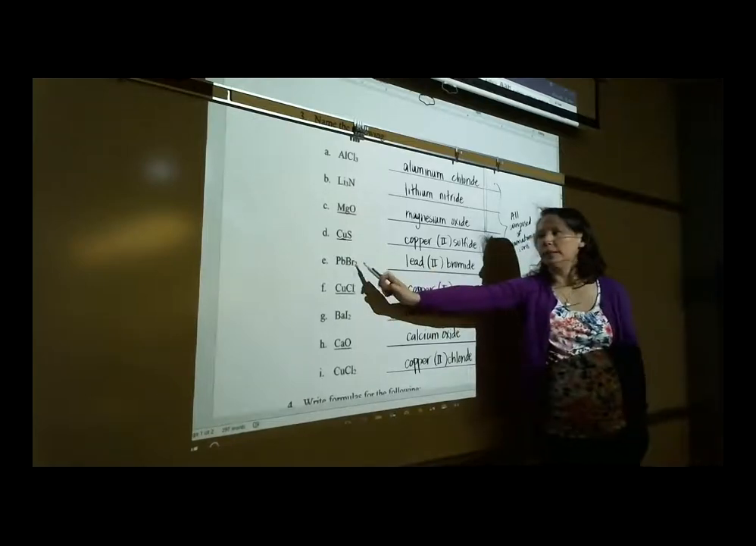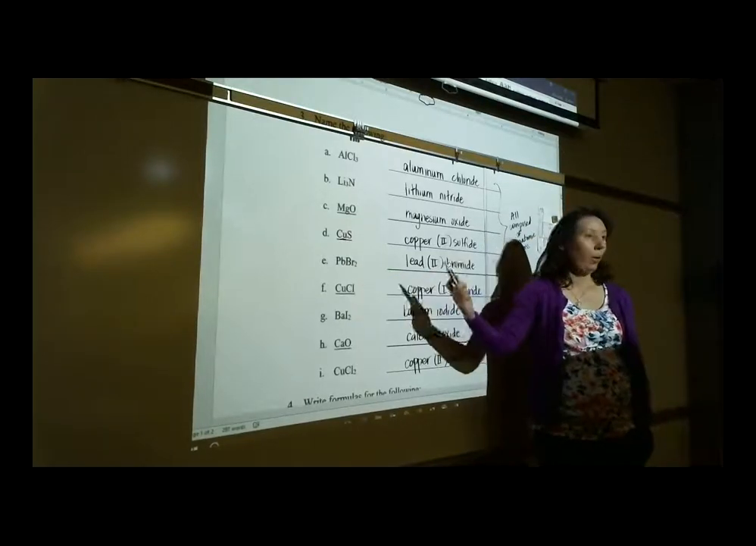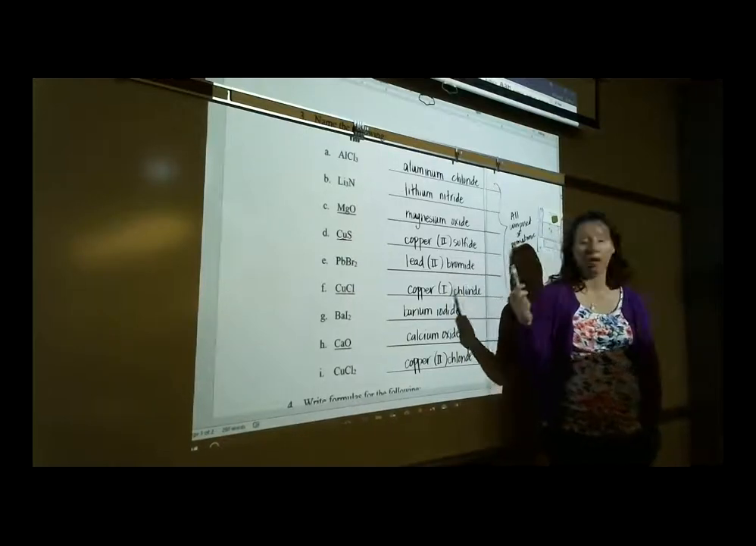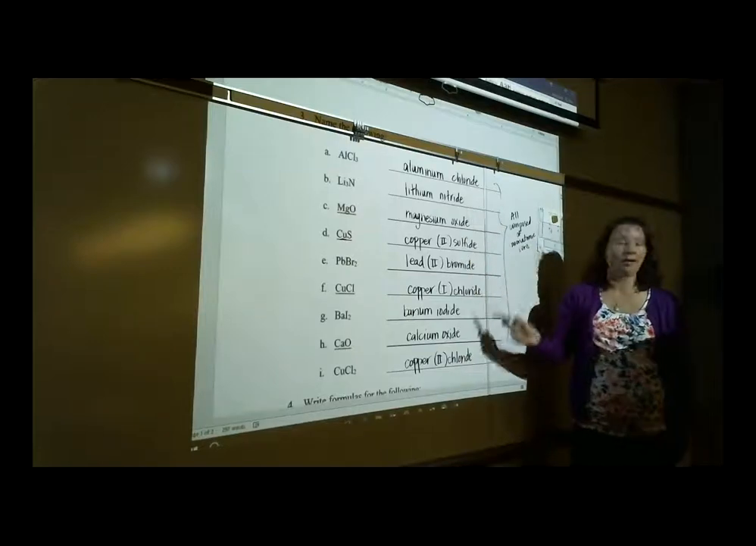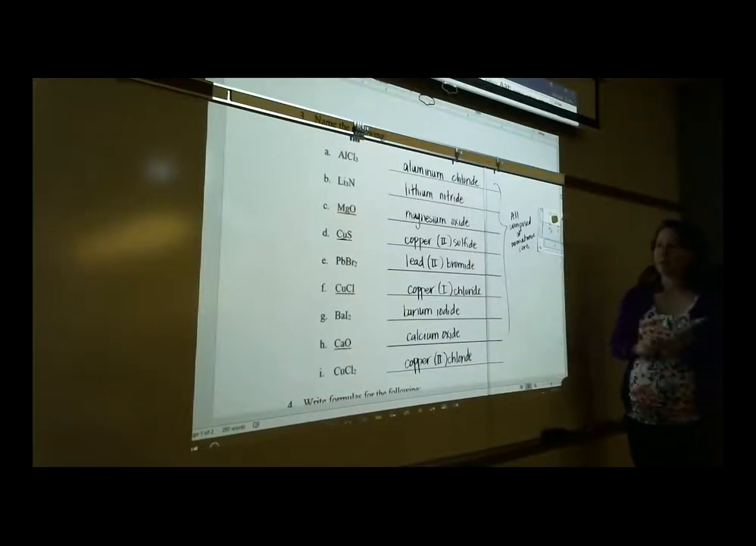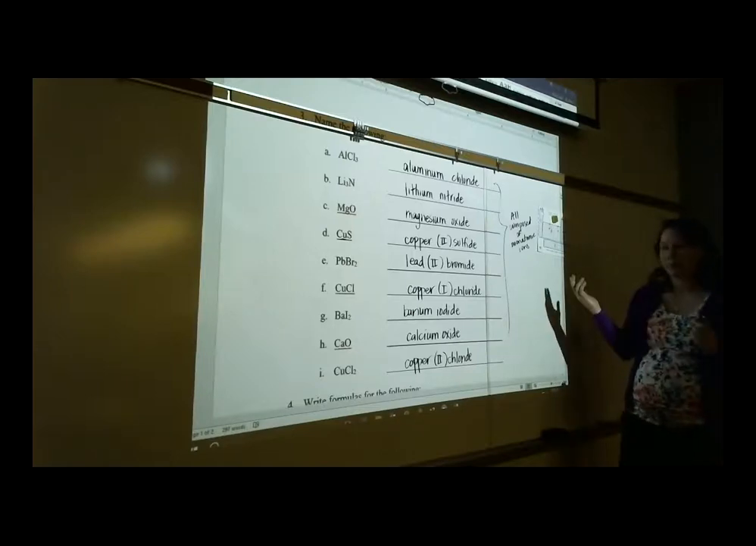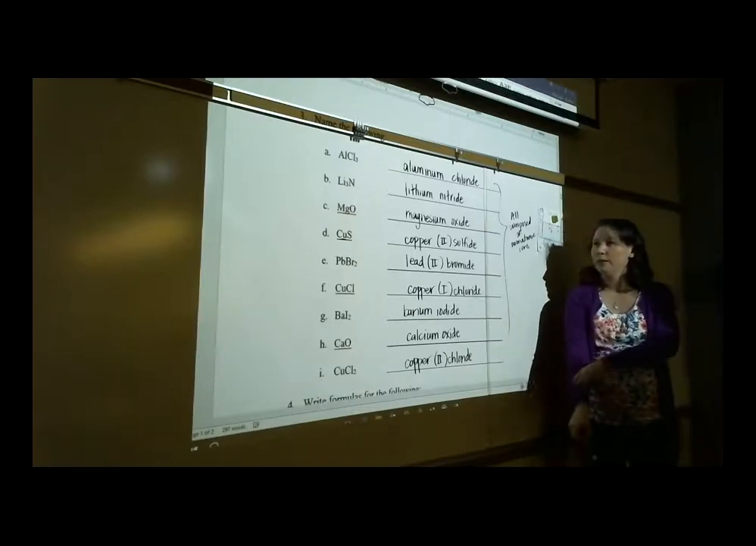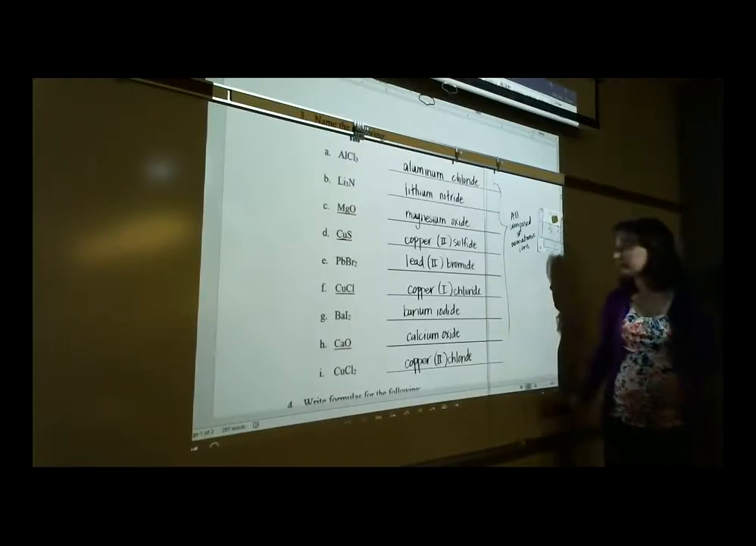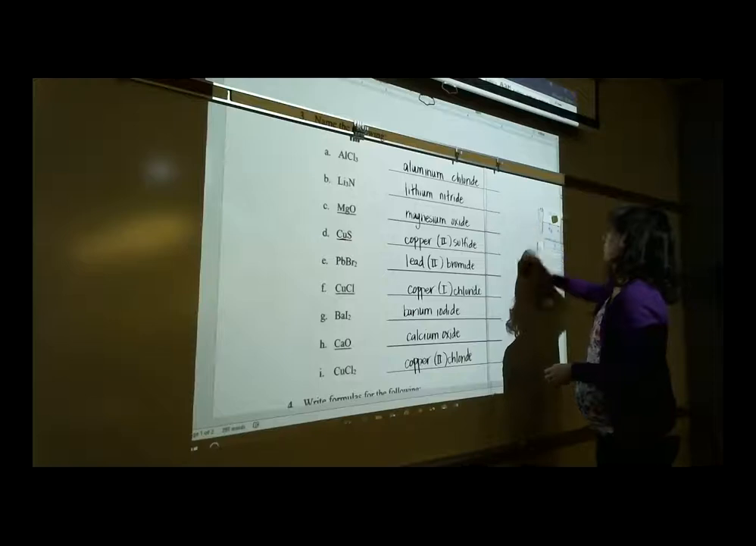It's just one element and one element, right? Or another way you can look at it, there are no parentheses, right? Also, they all end in "ide," right? So there are a couple ways that you can distinguish that. These all came straight from the periodic table. You didn't have to memorize the formula for any of those. Any questions on 3? So far, so good? All right.